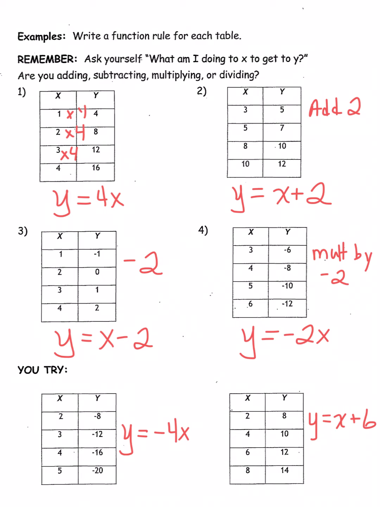Again, for the first you try, I noticed 2 was turning into a negative 8, 3 to a negative 12, 4 to a negative 16, and 5 to a negative 20. So they were multiplying their x's by negative 4 to get y. Second table, they're going 2 to 8, 4 to 10, 6 to 12. Now I might have thought, oh, well, 2 times 4 is 8. But then if I try multiplying 4 by 4, I don't get 10. So that's how I knew it wasn't going to be multiplying. And then I noticed it was adding 6.